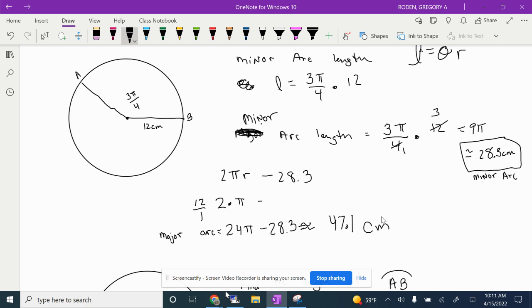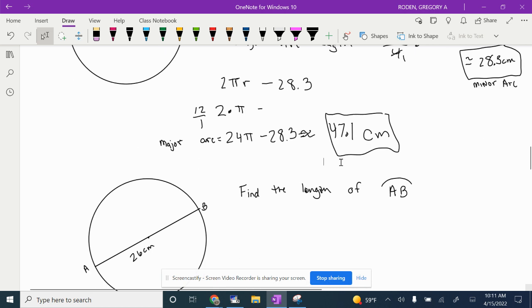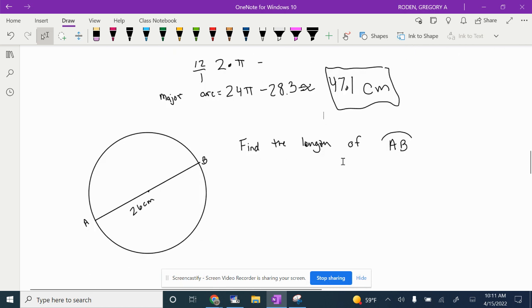Did I do that right? Is that what you guys got? Okay. All right. Question about minor and major arcs in radians. Now here's a fun problem. Find the arc length of AB. 21.